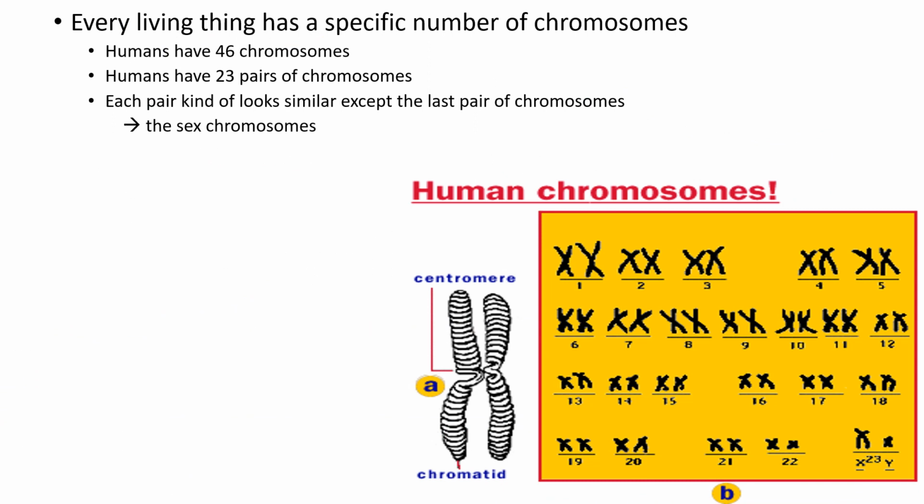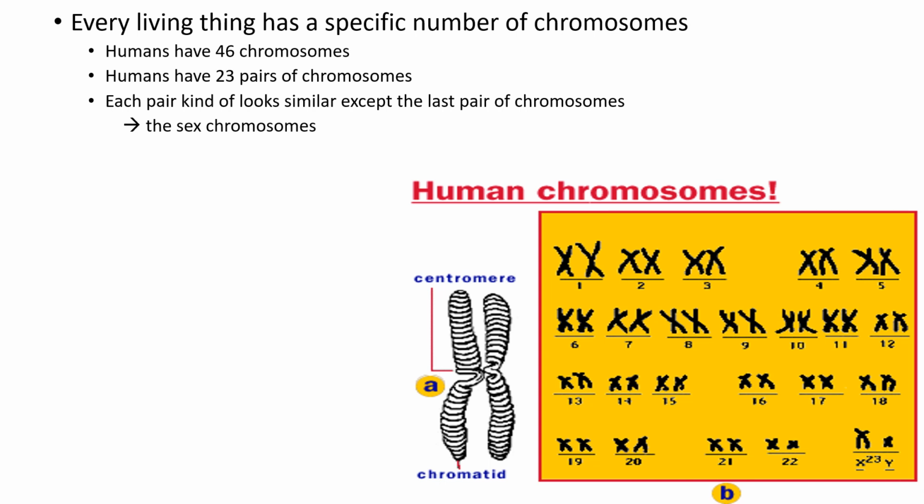So the next thing is we talked about this already. Humans have 46 chromosomes, and there are 23 pairs of chromosomes, and each looks very similar except for the last one. The last pair right here looks different, and these are what we call the sex chromosomes, and they look very, very different. Sex chromosomes don't exchange DNA for males.